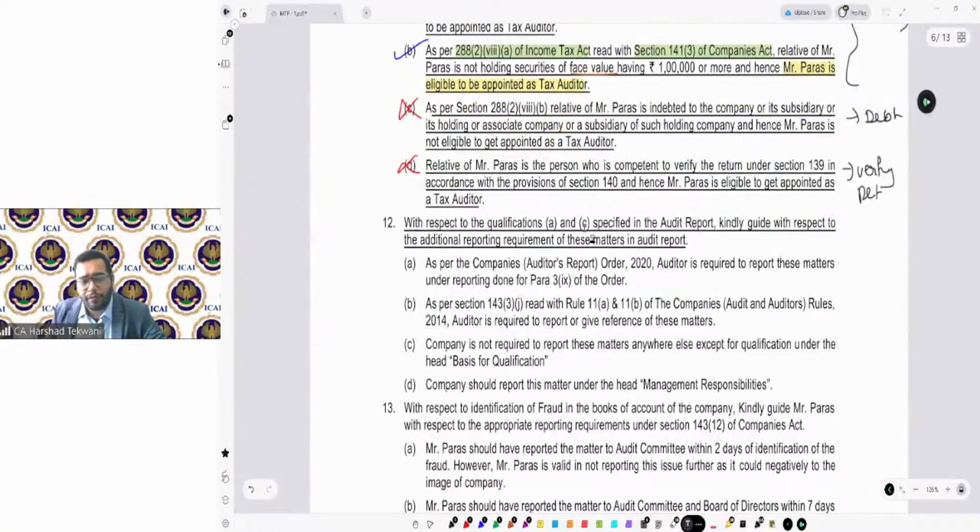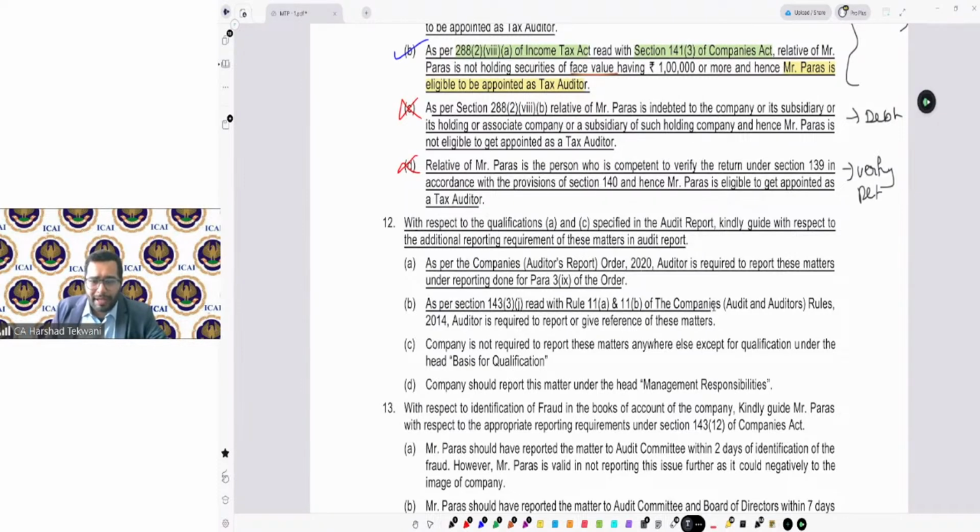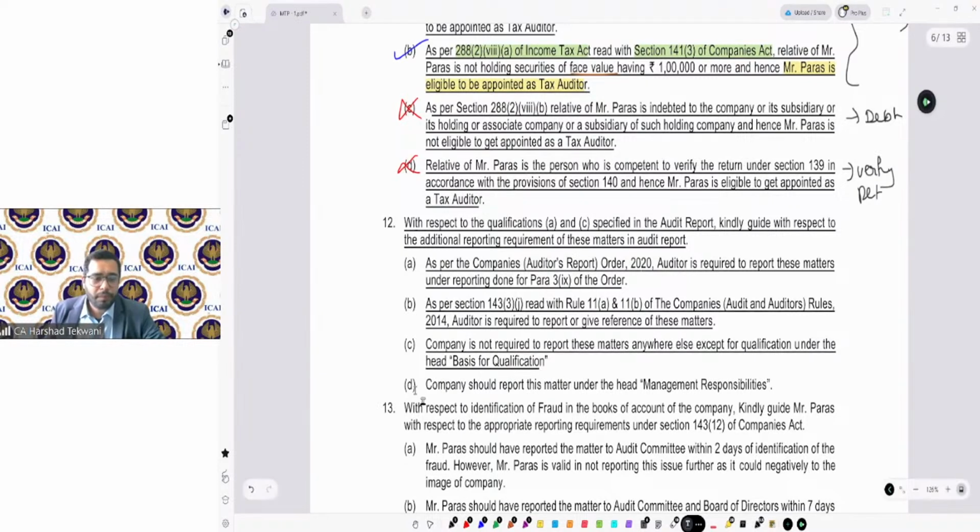With respect to the qualifications of A and C specified in the audit report, kindly guide with respect to the additional reporting requirement. As per CARO 2020, auditors are required to report these matters under reporting done in para 3.9 of the order. As per section 143(3)(j), read with rule 11 and 11B of the Companies (Audit and Auditors) Rules, the auditor is required to report or give reference of these matters. Company is not required to report these matters anywhere else except for the qualification under the head of basis of qualification. Company should report these matters under the management responsibility.